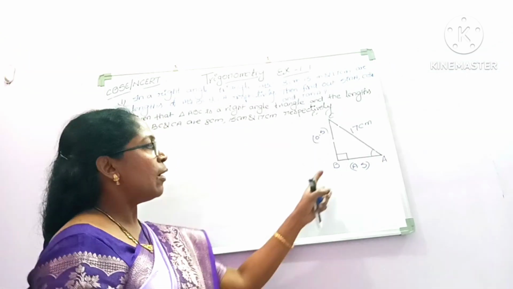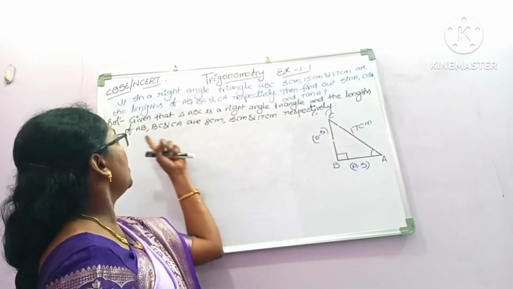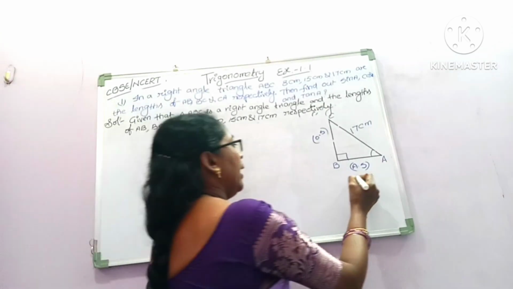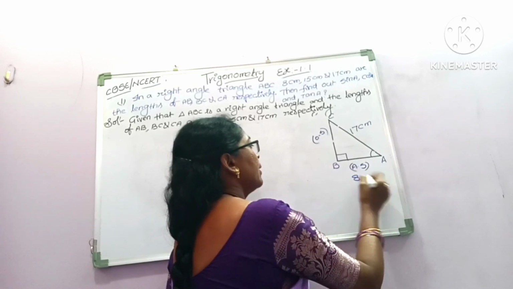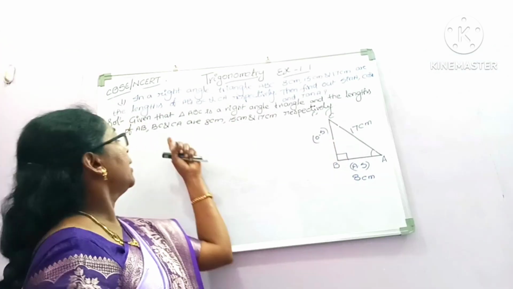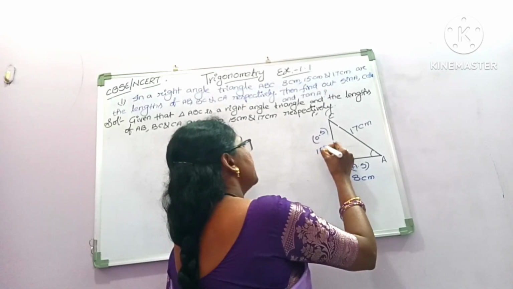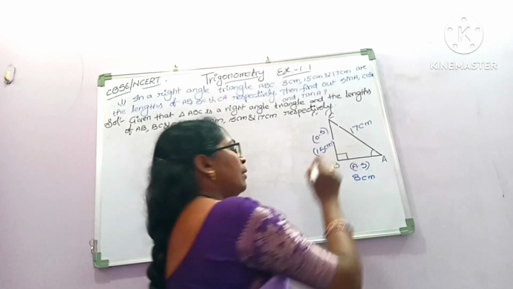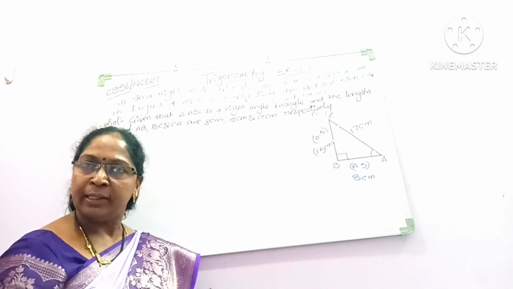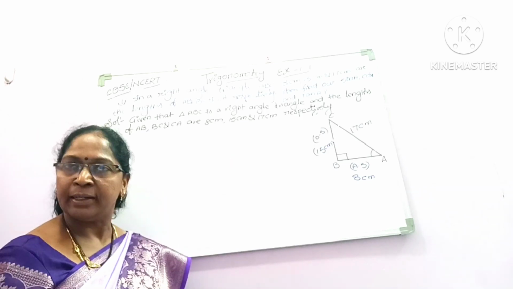And you have to represent the values also. AB equals how much? First one, AB equal to 8 centimeters. And BC, the second one, equal to 15 centimeters. Just represent it here. So now we have mentioned all the values on the right angle triangle.